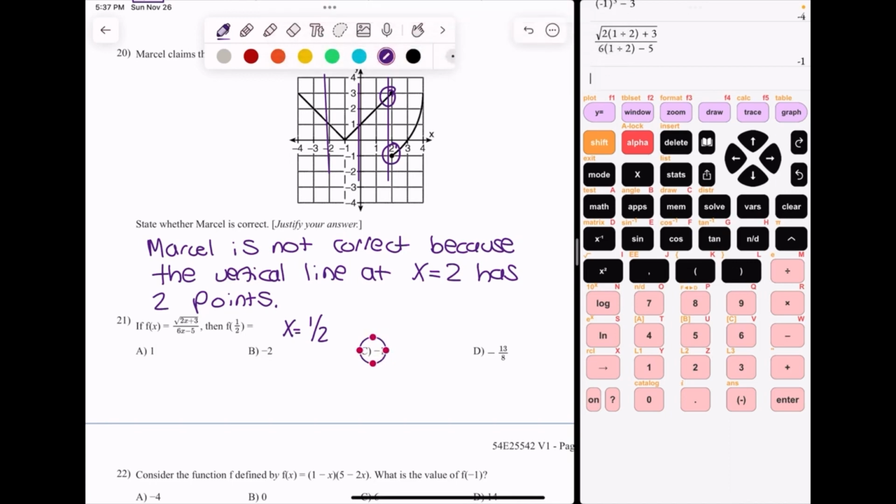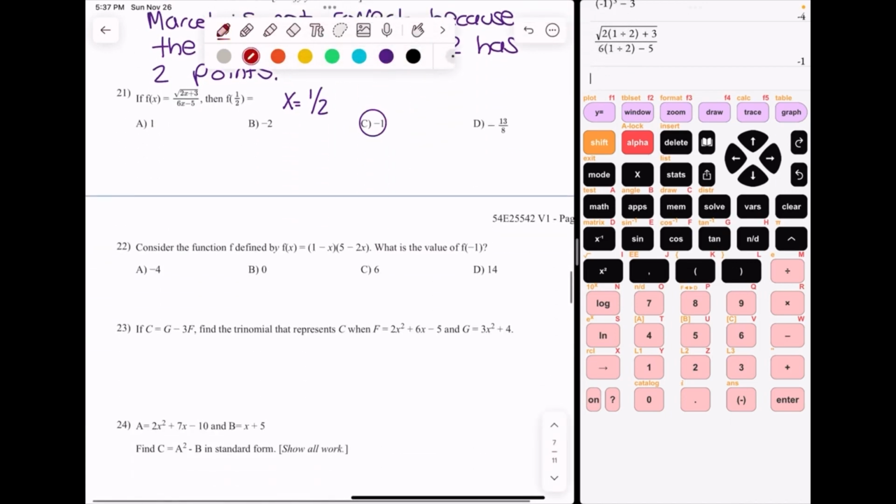All right, question 22. Consider the function f defined by this. What is the value of f of -1? Again, this means that x equals -1. So let's see, parentheses 1 minus -1, parentheses 5 minus 2, parentheses -1. And I get 14.